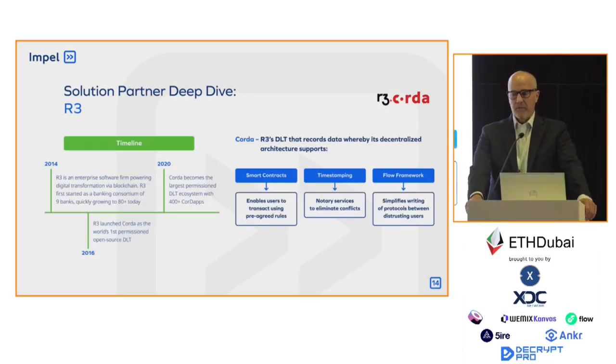Our partner R3, they started in 2014, and think of it, it's not a true blockchain, but it's a distributed ledger technology, but in a private format. So each entity will have their own Corda app for their own private transactions. Impel's bridge allows digital assets to move from the public blockchain to Corda apps on their private platform.